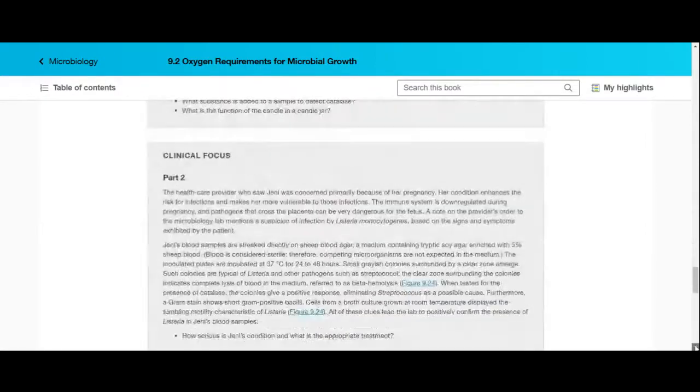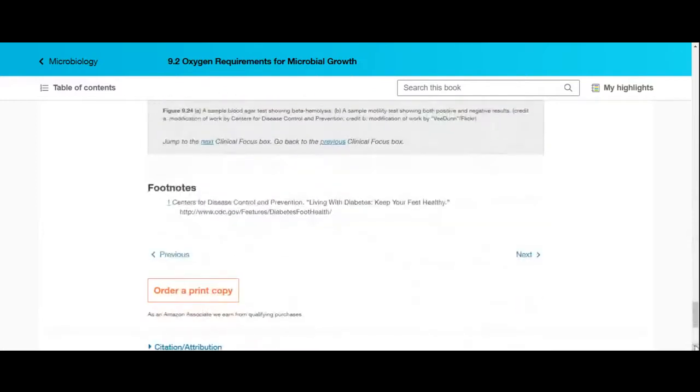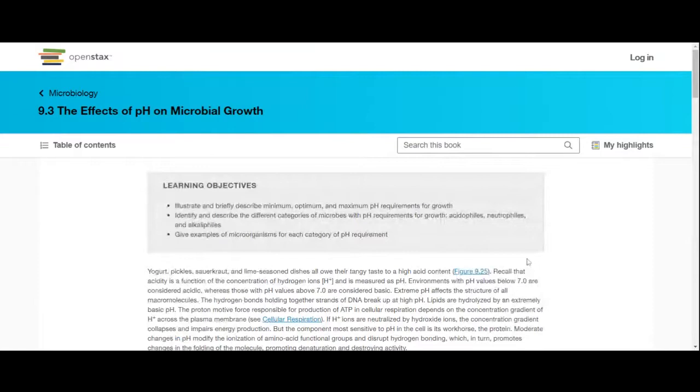And we talked about the catalase before. Catalase is the enzyme that helps to break down oxygen, essentially. And if an organism has catalase, then that means they can tolerate the oxygen. If they don't, then they can't. Now, just like oxygen, pH has an effect on microbial growth as well.